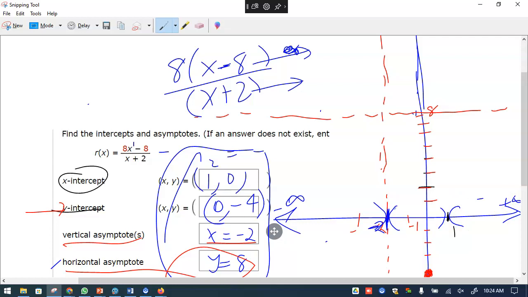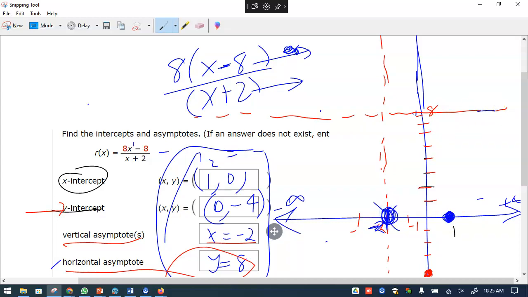Because 1, sorry, here 1 is included, so that part is 0. So this point is part of it. So I'm going to say closed. This is an open circle. This part, this is open.